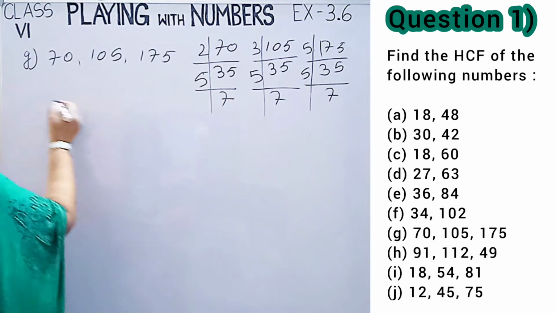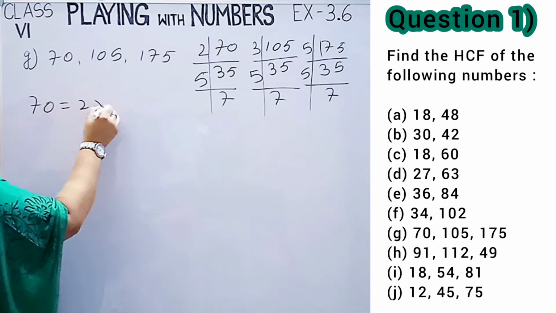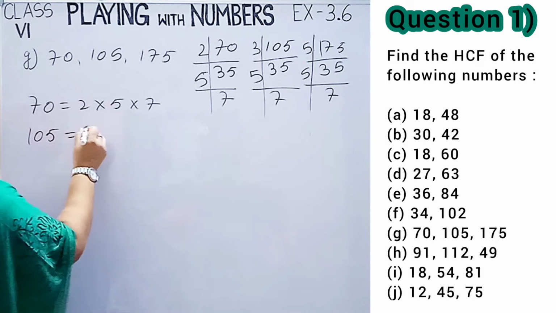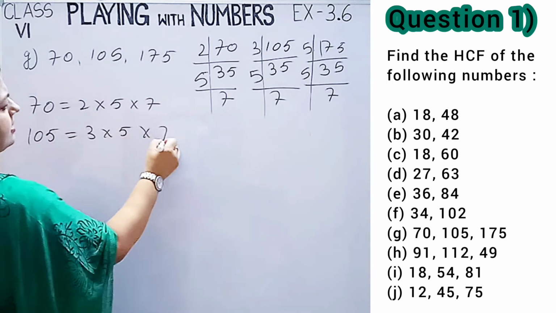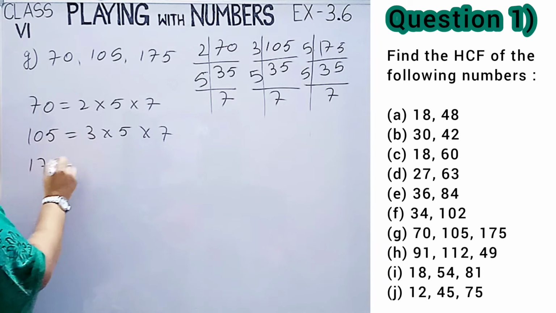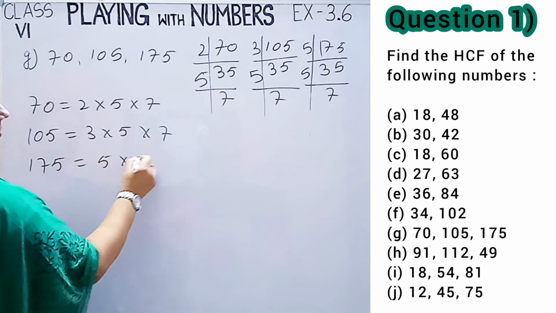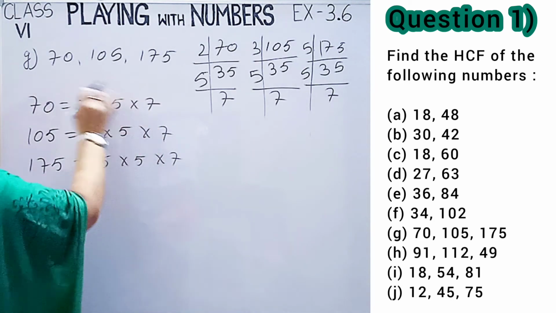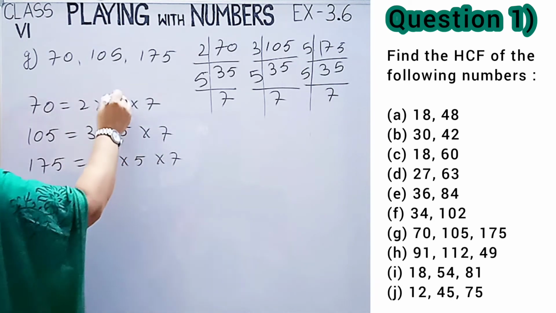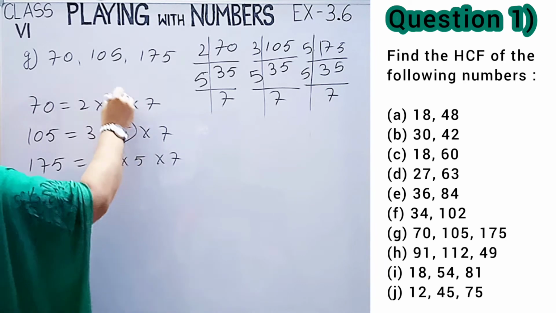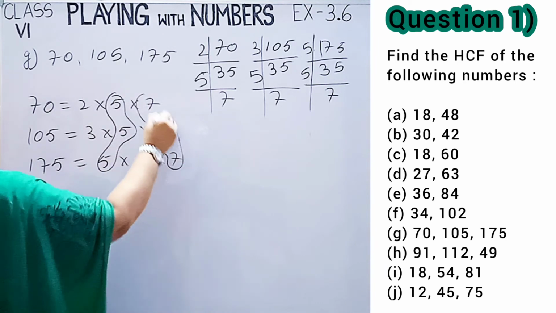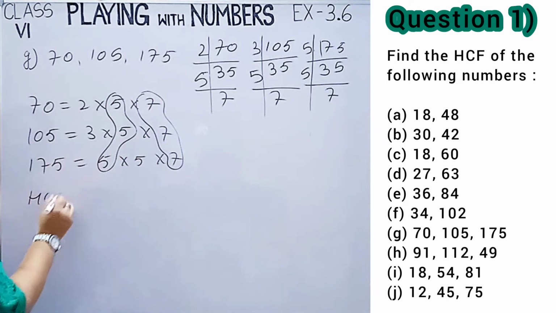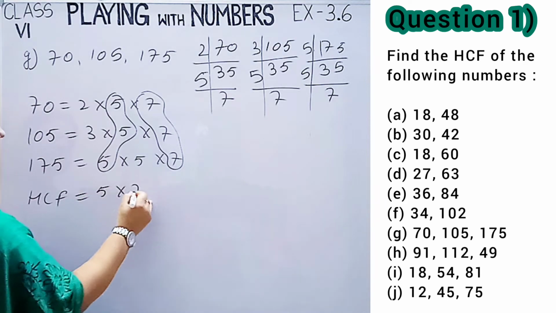So prime factorization of 70 is equal to 2, 5, 7. 105 is equal to 3, 5, 7. Last one is 175, 5, 5, 7. Now see which number is coming in 3 sets here. 5, 7. So here 5 and 7 are common. HCF is equal to 5 into 7, 35.